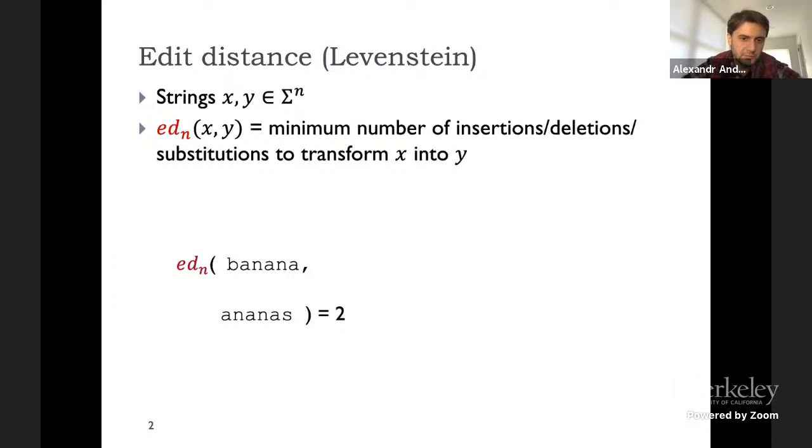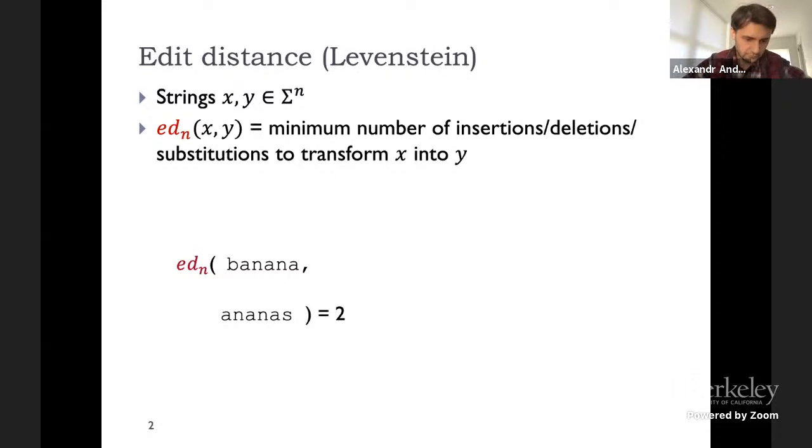For example, two words, banana and ananas. Here the edit distance is 2, because we can just delete a letter B from here and then insert a letter S. This is 2 insertions and deletions that we can do to transform one word into the other.